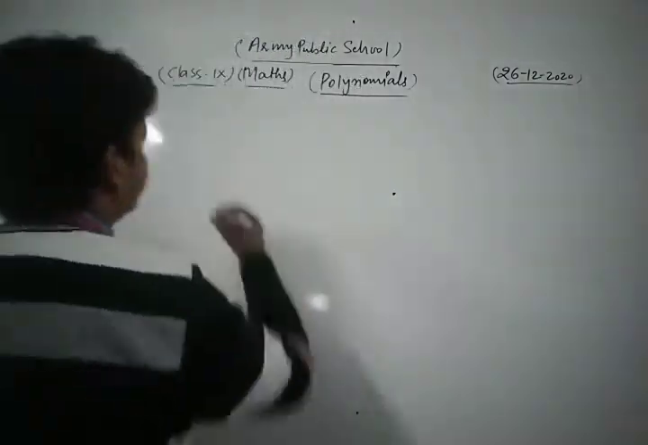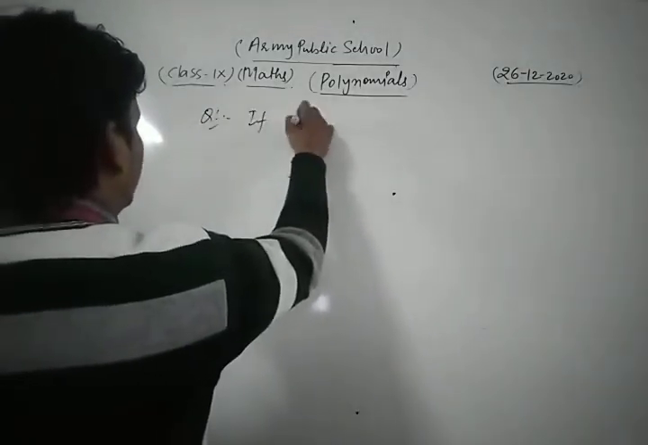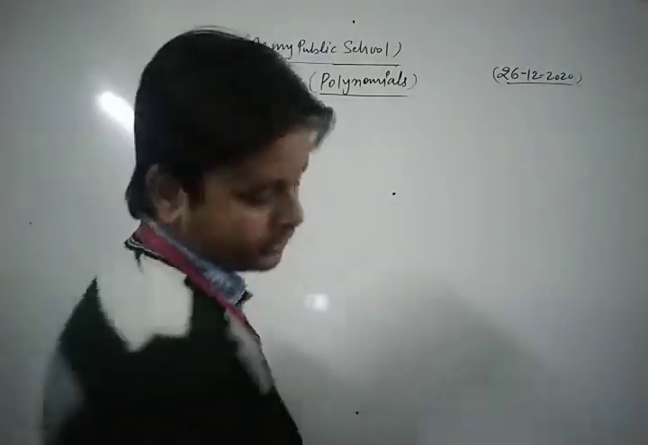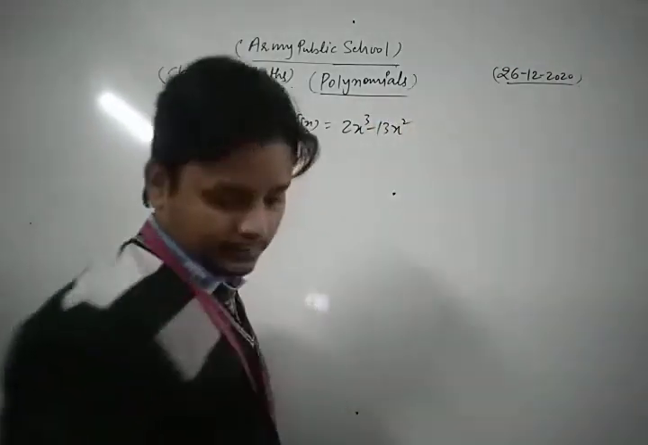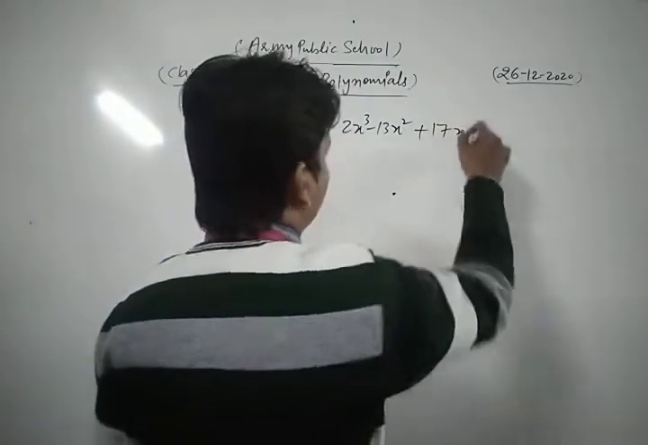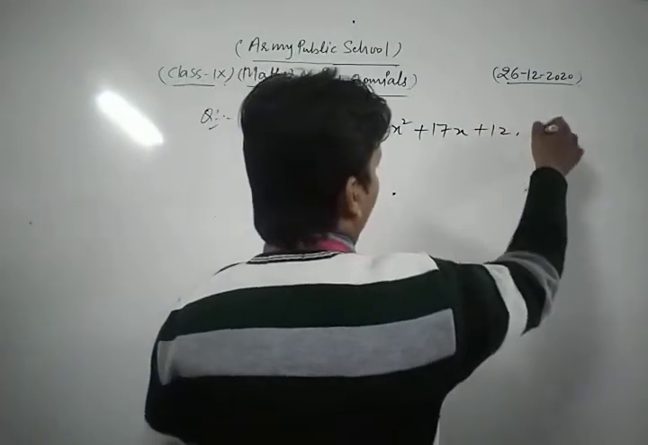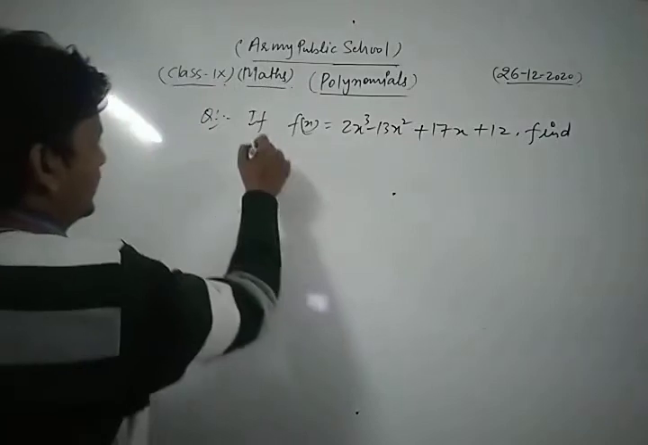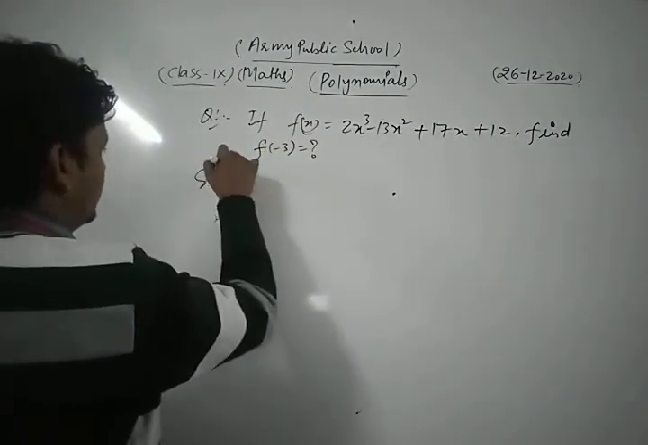Suppose a polynomial f of x is equal to 2x cube minus 13x square plus 17x plus 12. Find f of minus 3. Let's see its solution.